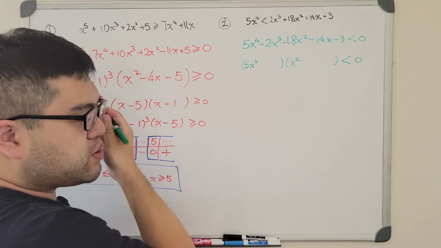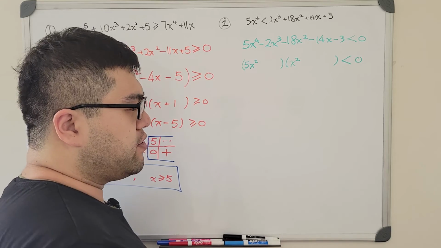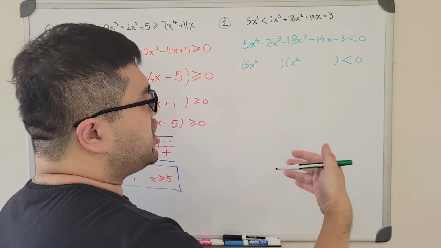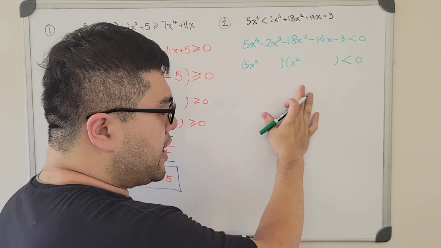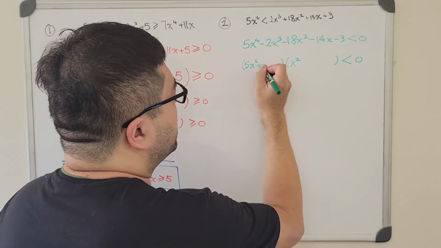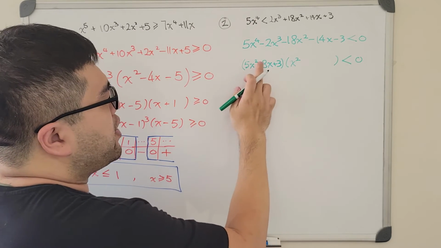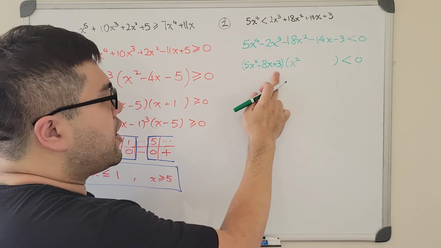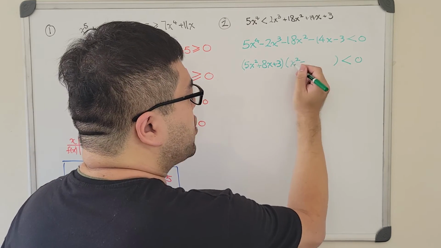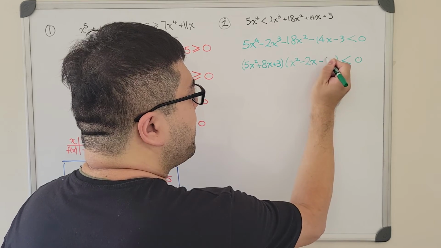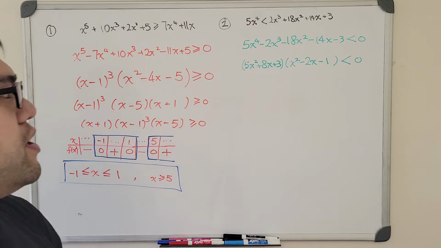And then after that, we just need to do long divisions, and also you can try to check other things to see what we will get. And the nice thing is we actually get a result like this. We have 5x squared plus 8x plus 3, and then we're going to get x squared minus 2x minus 1. Good, which is less than 0, of course.